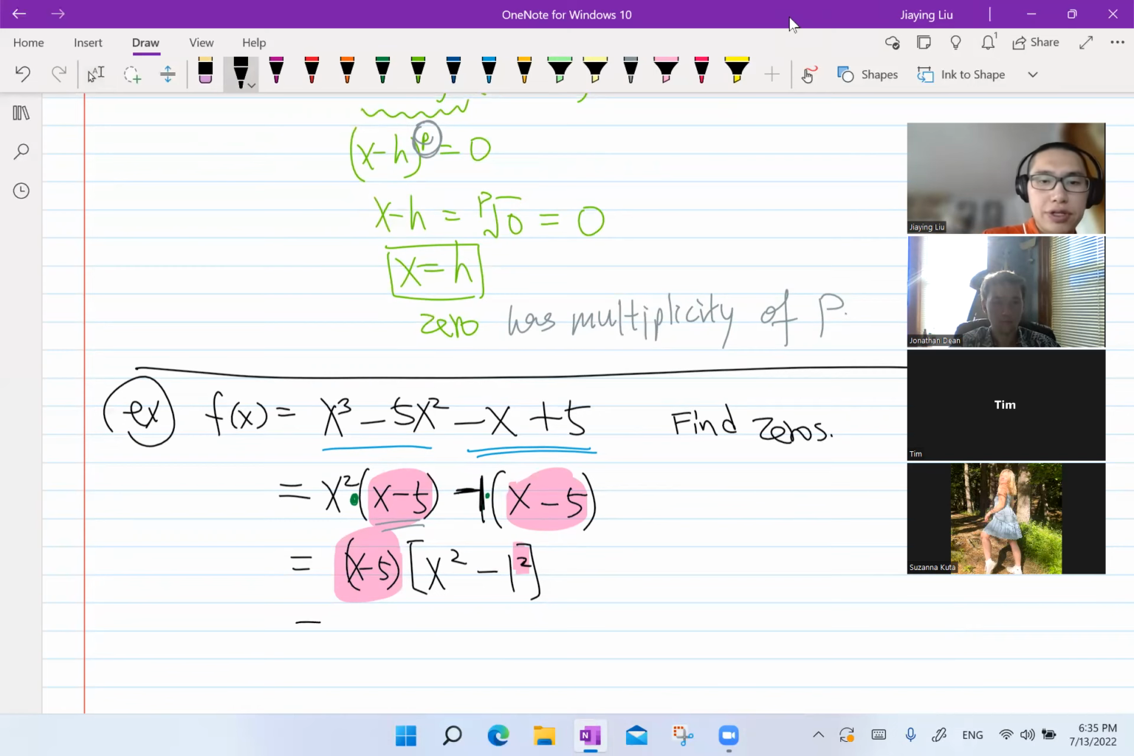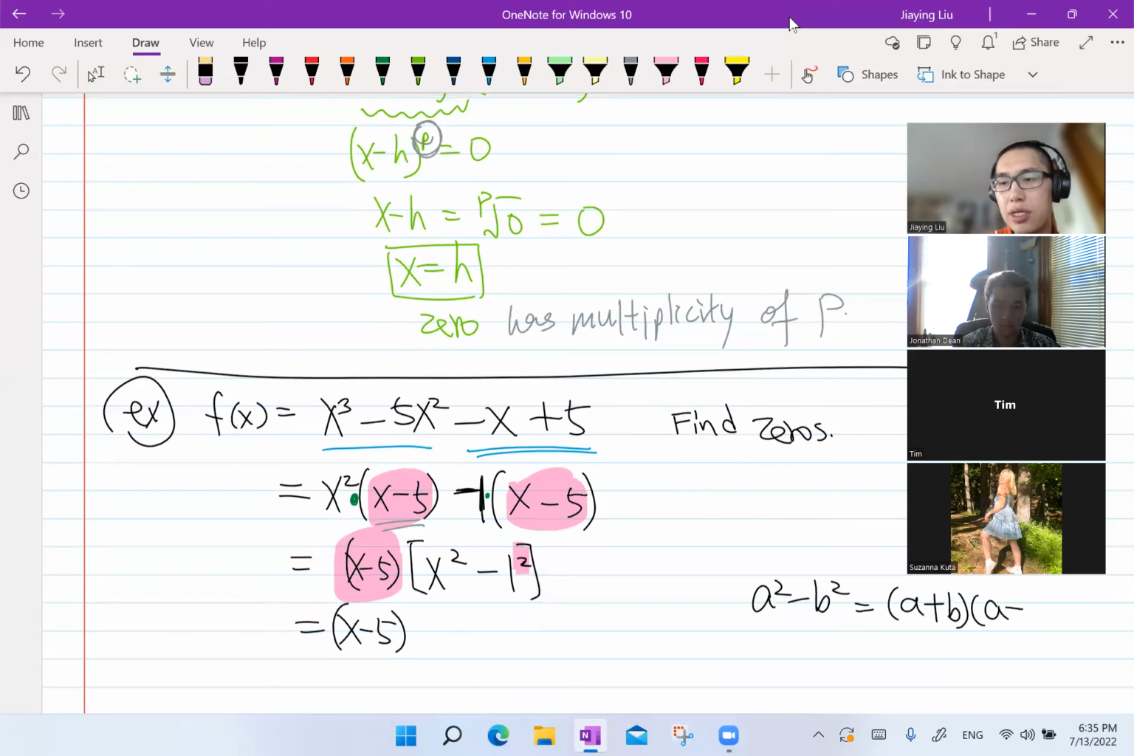So we can factor this further. That's going to be x minus 5, we leave it, but x squared minus 1 squared. Just to remind you, I assume that you know this: if we have a squared minus b squared, the difference of two squares, that's going to be a plus b and a minus b. So here, x is equivalent to a, 1 is equivalent to b. So that's going to be x plus 1, x minus 1.